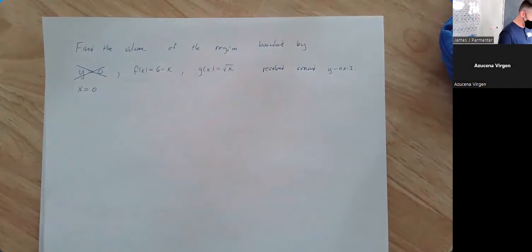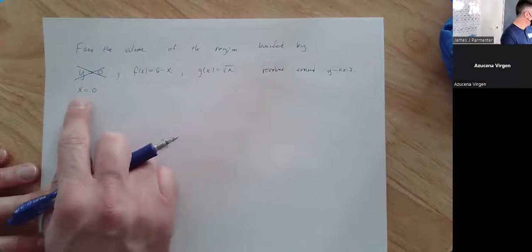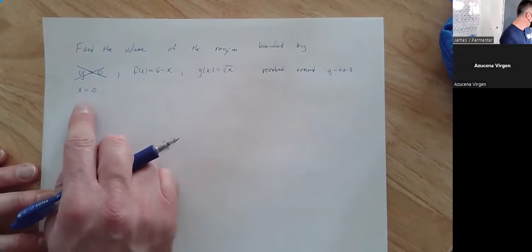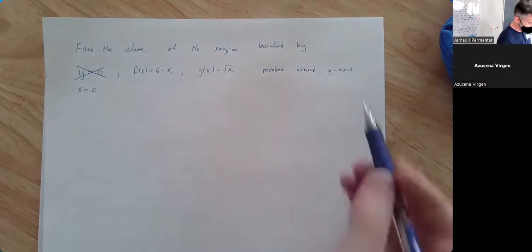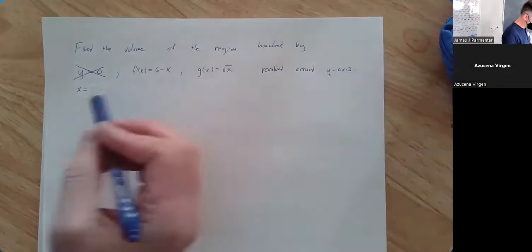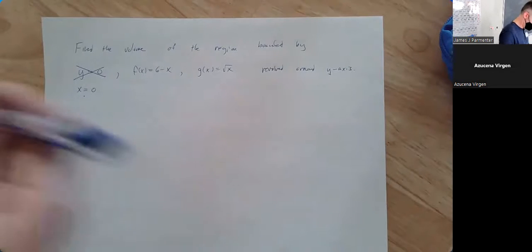So the y-axis is my axis of revolution, and the y-axis, x equals 0, is one of my boundaries. So when one of your boundaries is the axis of rotation, you're not missing anything. You don't have that inner circle to subtract. Or in other words, when your axis of revolution is one of your boundaries, you're going to be using the disk, not the washer method.